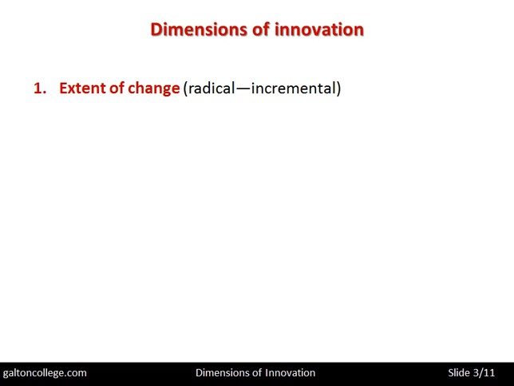Radical for big. Incremental, by way of contrast, is when there are small variations in the innovation. So the product is slightly changed, and then that product is slightly changed in the next time period, and again slightly changed. So it's changing in small steps. It's coming along in small steps. So we have radical innovation or incremental.